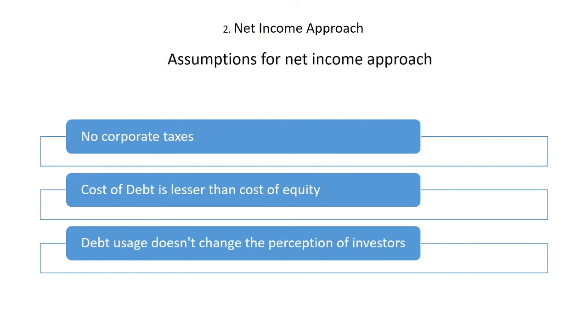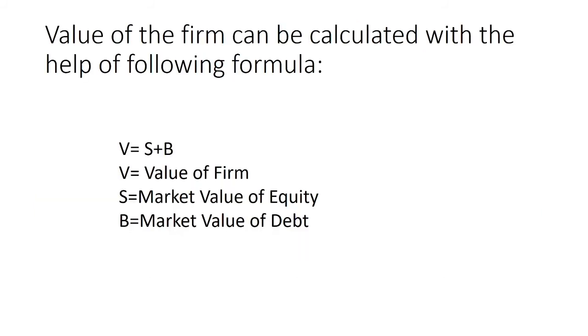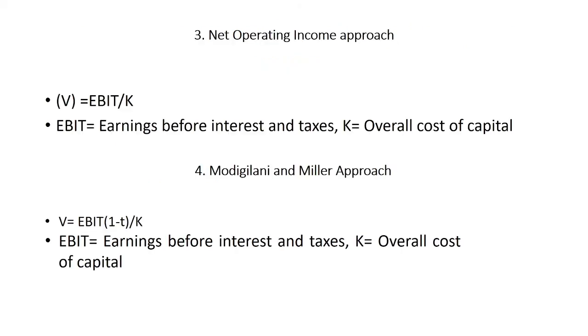Net income approach, this is the second approach. Assumptions for the net income approach are: no corporate taxes, the cost of debt is lesser than the cost of equity, and debt usage doesn't change the perception of investors. The value of the firm can be calculated with the following formula, where V is the value of the firm, S is the market value of equity, and B is the market value of debt. So V = S + B, the value of the firm is equal to the market value of equity plus the market value of debt.